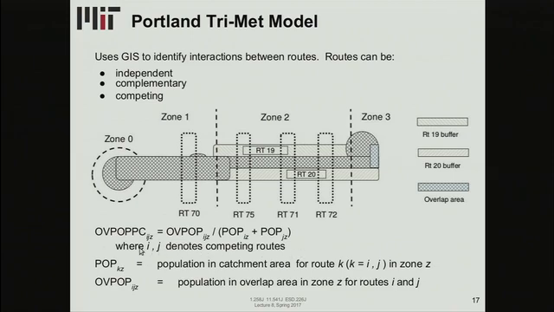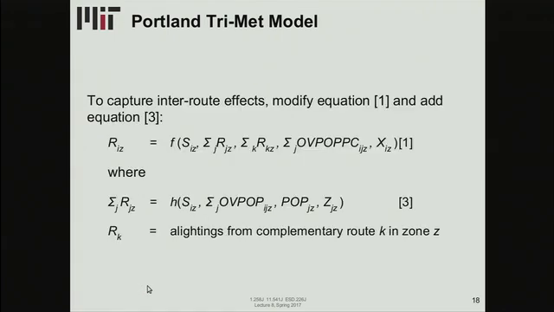Then we quantify the degree to which bus routes compete with this overlapping population fraction, percentage or proportion. This is the fraction of population that is on the overlapping portion. So we look at Route 19 and Route 20, and we're saying how much population is in this overlapping area divided by the sum of the population captured by Route 19 and the population captured by Route 20. That gives you an idea of the degree of overlap. We also measure population in each catchment area for each bus route, and we can then capture inter-route effects. We do that by modifying the equation from two slides ago and adding this third equation here.